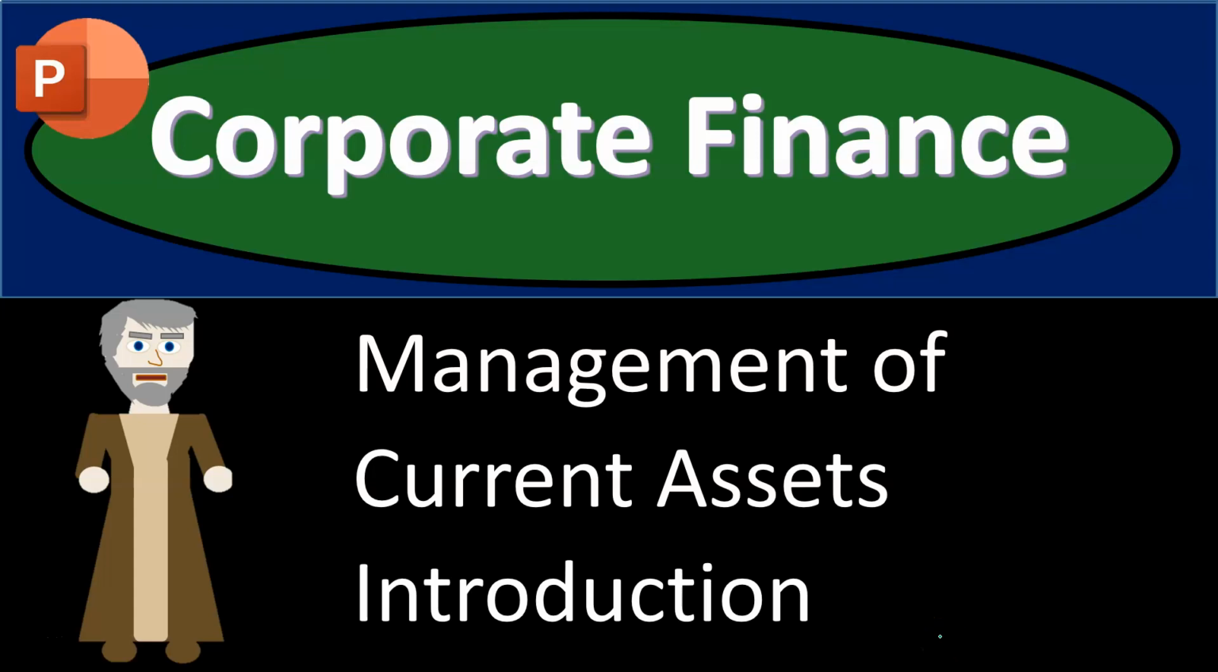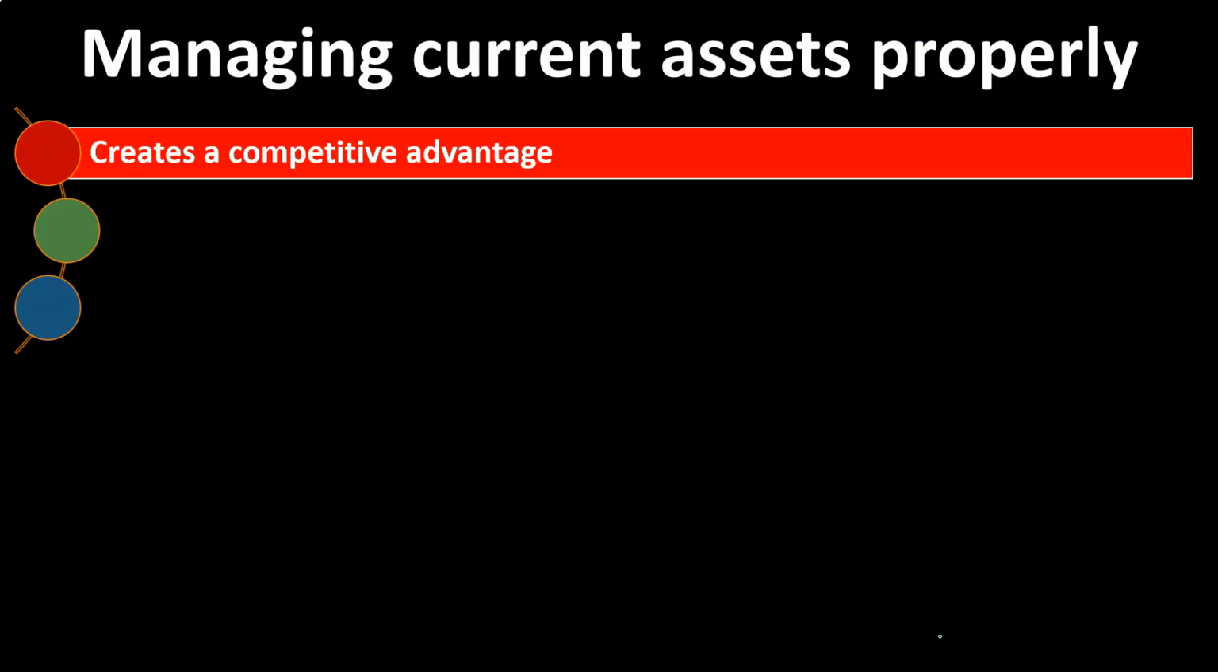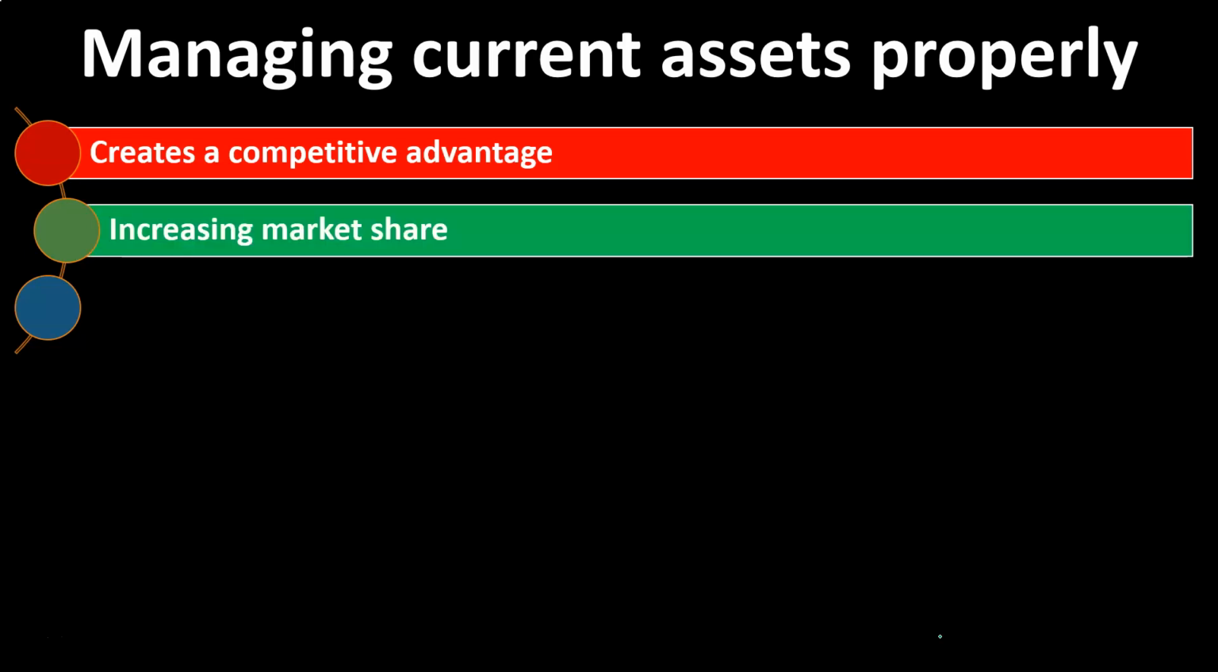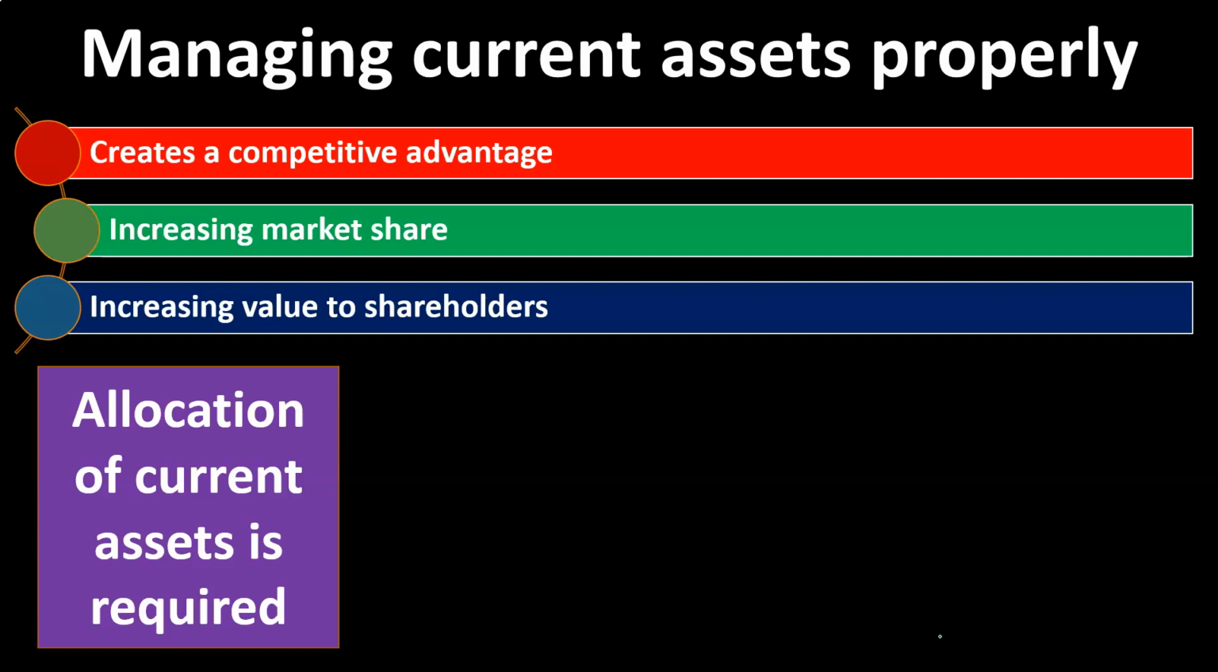So we're thinking about those current assets, those more liquid assets, things that could include cash, accounts receivable, inventory, prepayments, and so on and so forth. Managing current assets properly can lead to a competitive advantage. If we're better at managing our cash, for example, or accounts receivable and our inventory, that could give us a competitive advantage, which could, of course, increase the market share and the value to shareholders.